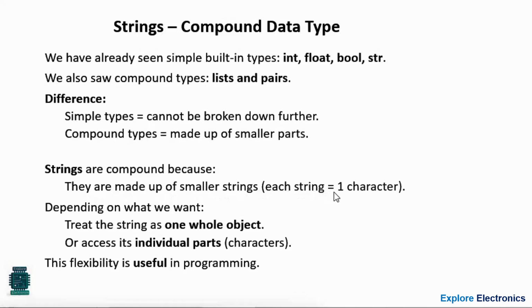Each string is made of characters. The string is very flexible to use in programming. Why? Because depending on what we want, we can access that particular point. For example, if I want the whole object, I can take the whole string. And to access an individual part, I can access the characters from that string. That's why it is very flexible. Let us see these two in the later examples.